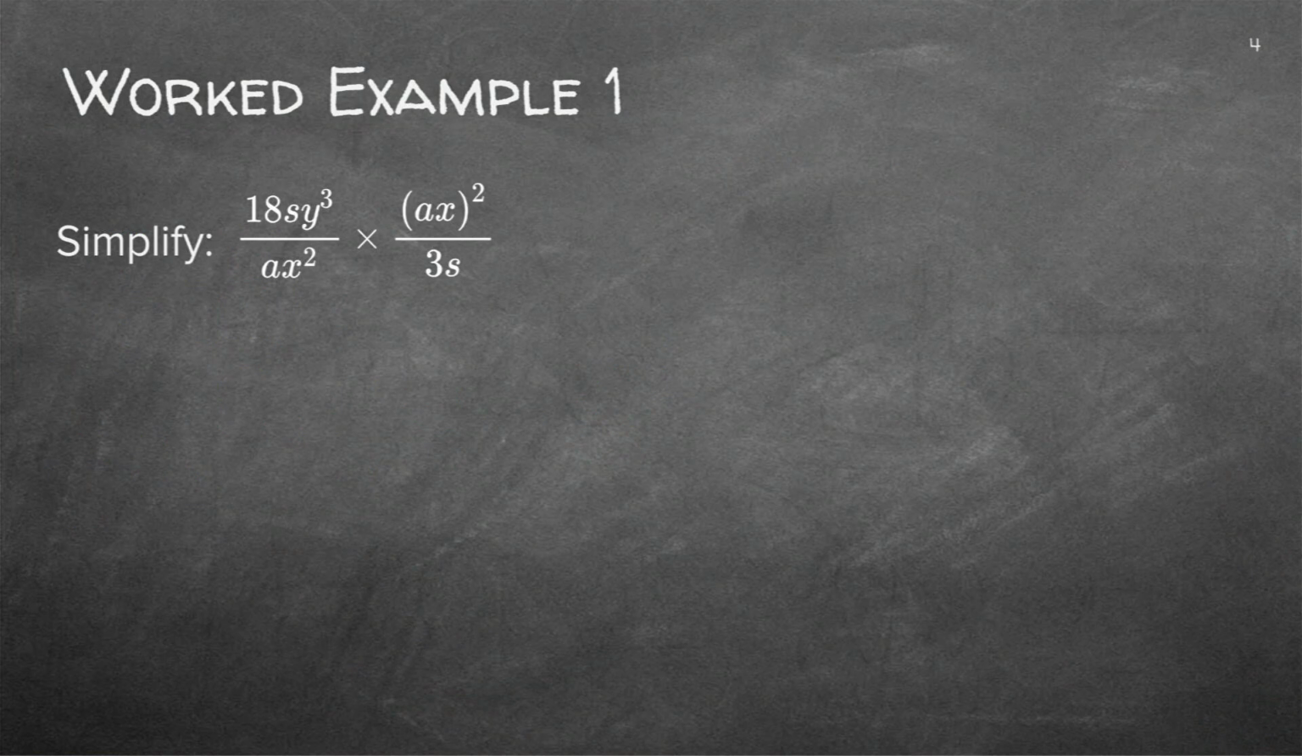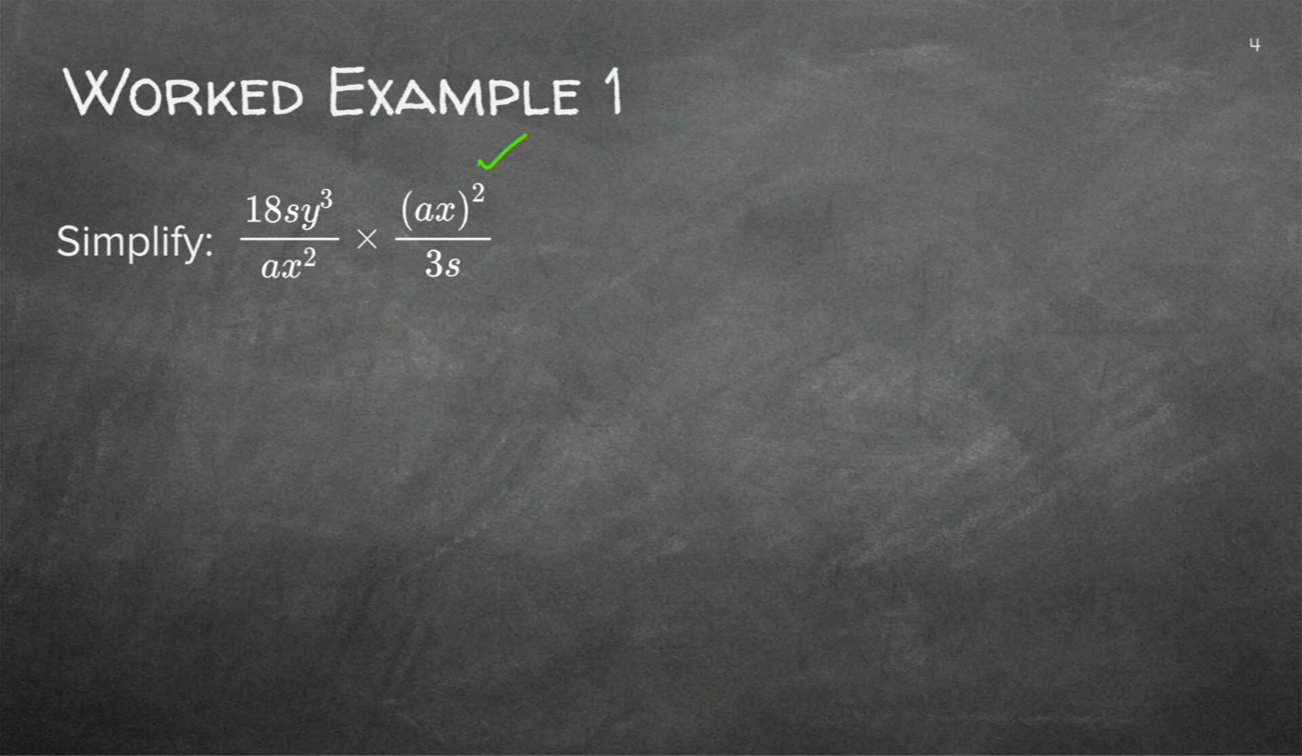I have to simplify 18sy to the power of 3 over ax squared times ax all squared divided by 3s. So we need to simplify that value. So the laws of multiplication say we need to multiply directly. However, we have an exponent there. So rules say we need to break down the exponents first. Brackets and exponents need to be solved first.